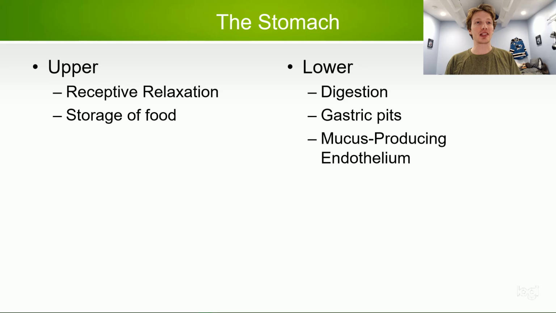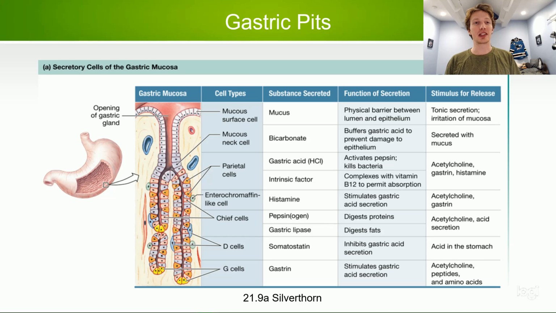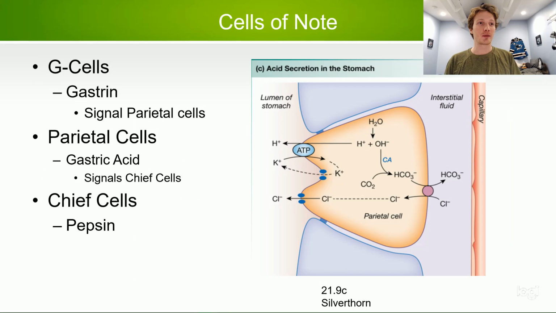The gastric pits house a number of cells. In this figure from Silverthorne, we can see a list of these cells, what they produce, what they are stimulated by, and what effect those secretions have on the stomach. We'll concentrate on a few of those. G cells produce gastrin, which in turn stimulates other cells in the pits to produce gastric acid.